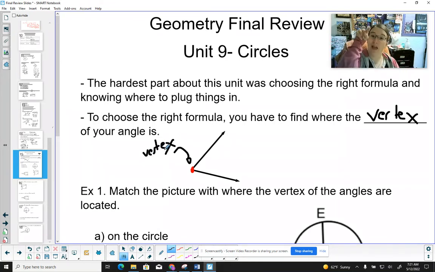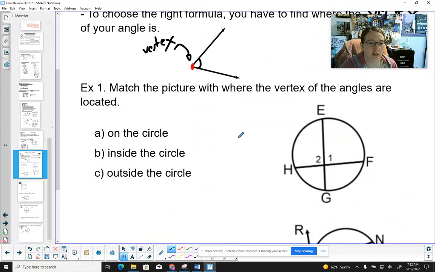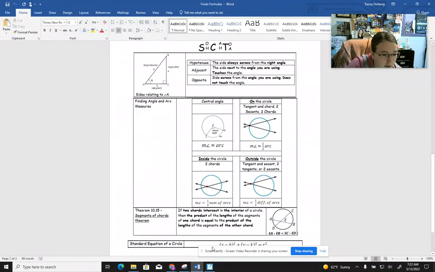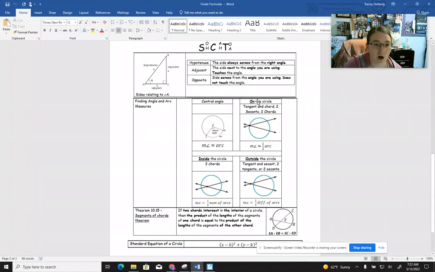The vertex is a point. Where it's at on the circle, that's how we know what formula it is. So I want you to match the picture with where the vertex of the angles are located. Now again, if you look on your formula sheet, you see that we have on the circle, inside the circle, outside the circle. It has a kind of label there. Again, on is literally smack dab on the circle. I can't clarify that anymore. This is on, this is inside, this is outside.